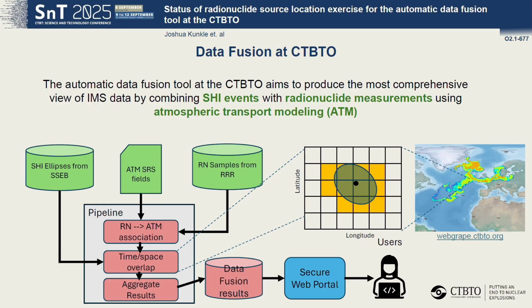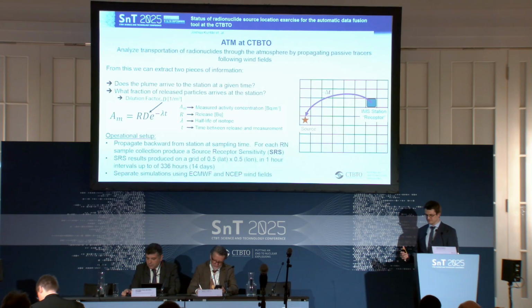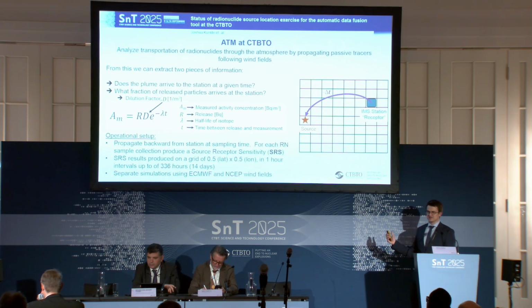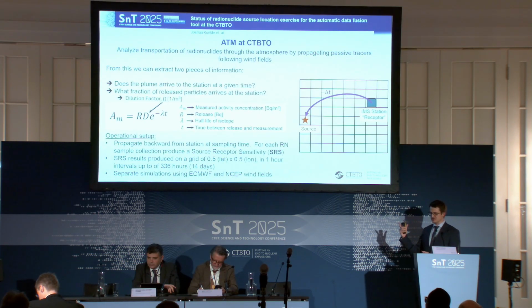However, we've gotten information back from users that there are too many matches, it's difficult to prioritize, and it's difficult to come to a conclusion because there is too much information. So we need to help users condense that information. As I said, we use atmospheric transport modeling. Here is a quick run-through of what that tells us. We do backward modeling from the station, and that lets us make inferences between the station and the source. There are two questions we can answer. One is, would the plume arrive? The second is, what fraction of released particles would arrive at the station? That is the dilution factor.